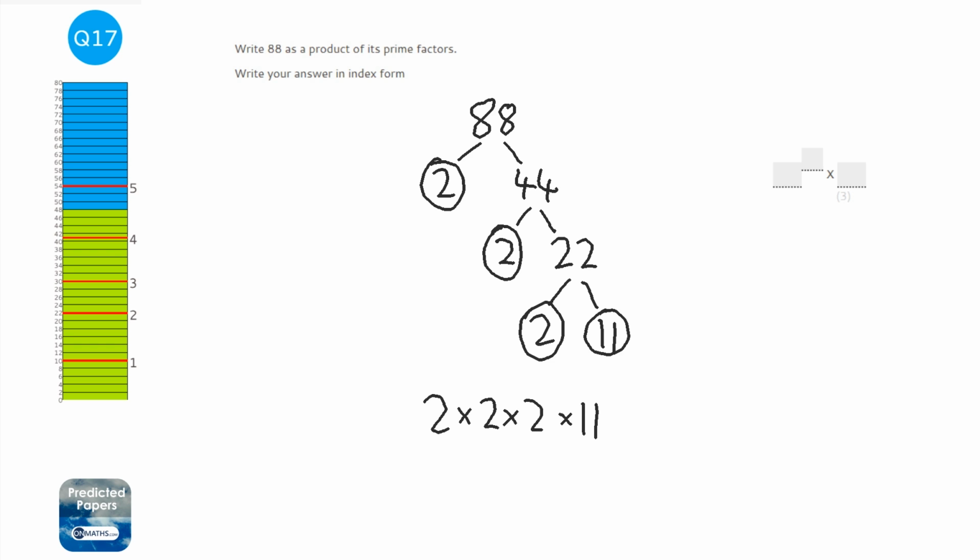Now if you're also asked to write it in index form, that means instead of 2 times 2 times 2, you're going to write 2 to the power of 3 times 11. Now don't work that out because that will give you 88. So 2 cubed times 11 is 88.